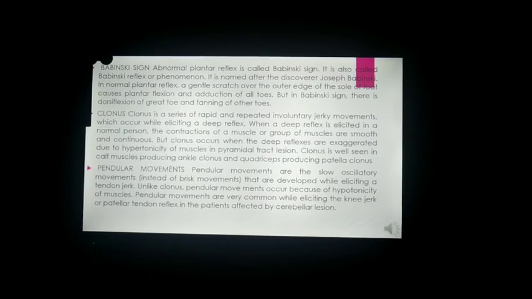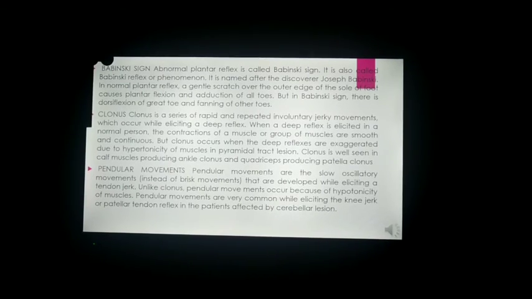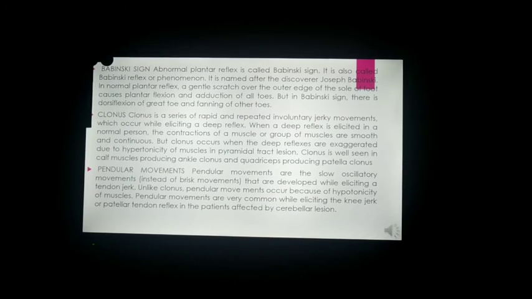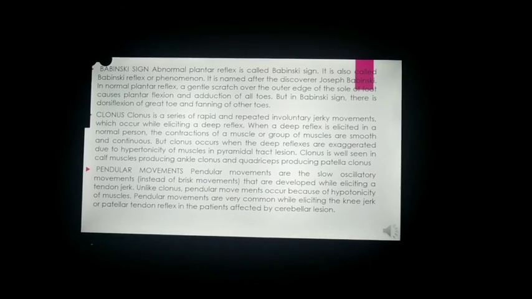When a deep reflex is elicited in a normal person, the contractions of a muscle or group of muscles are smooth and continuous. But clonus occurs when deep reflexes are exaggerated due to hypertonicity of muscles in pyramidal tract lesion. Pendular movements is the third pathological reflex. Pendular movements are slow oscillatory movements that develop while eliciting a tendon jerk. Unlike clonus, pendular movements occur because of hypotonicity of muscles. Pendular movements are very common while eliciting the knee jerk or patellar tendon reflex in patients affected by cerebellar lesion.